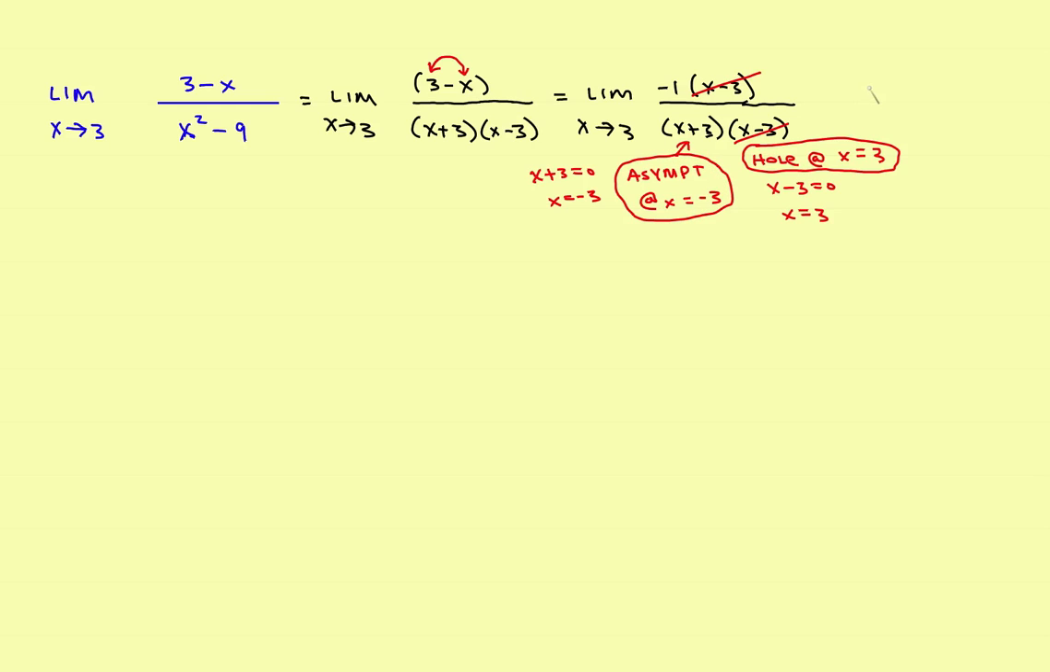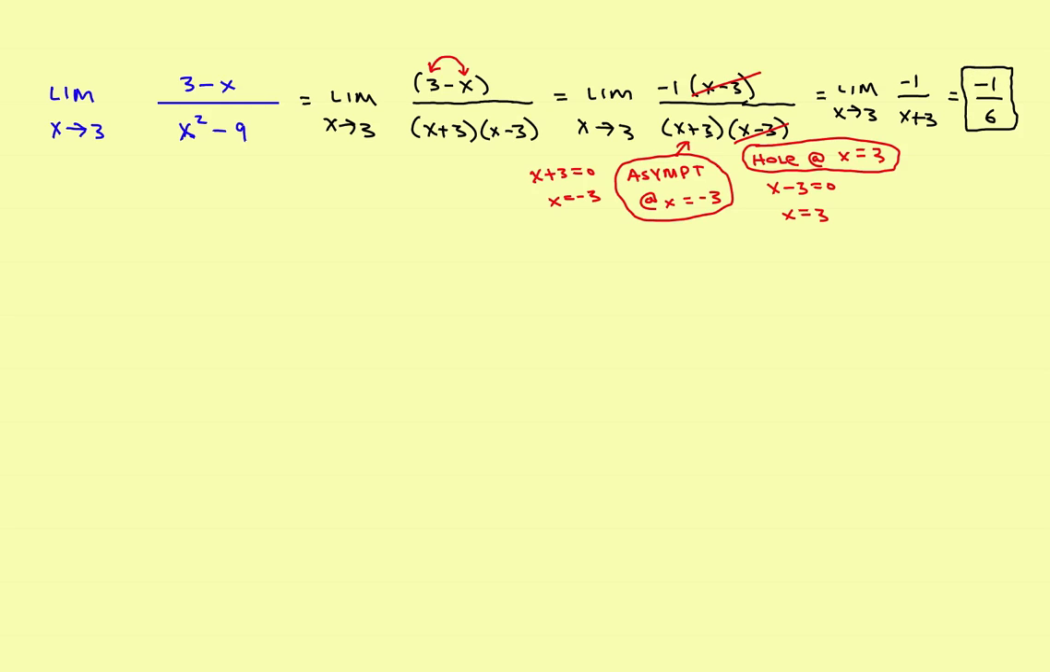Well, now continue on. What that's going to give you is the limit as x approaches 3 of -1 over x plus 3. Now you can plug in a 3. If you plugged it in, you would have -1 over 3 plus 3, which is 6. And that's going to be your limit. So your limit will actually exist, and it'll be -1/6.